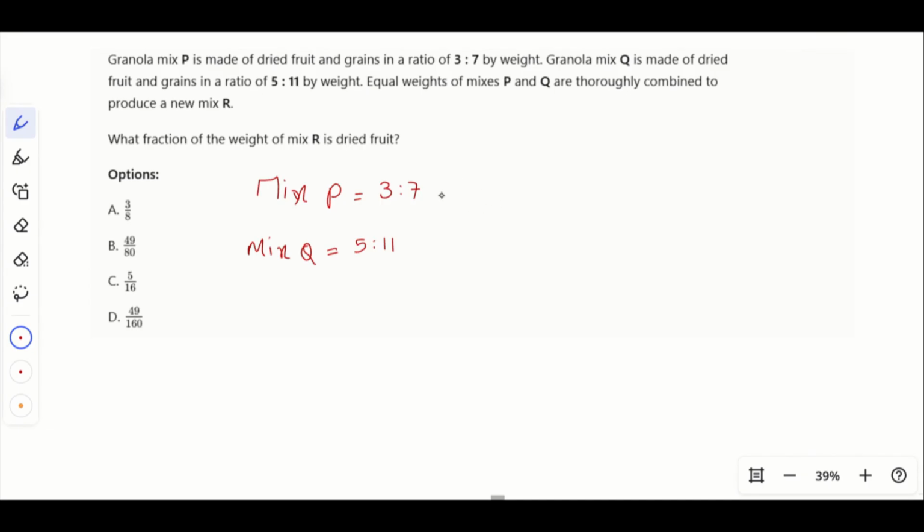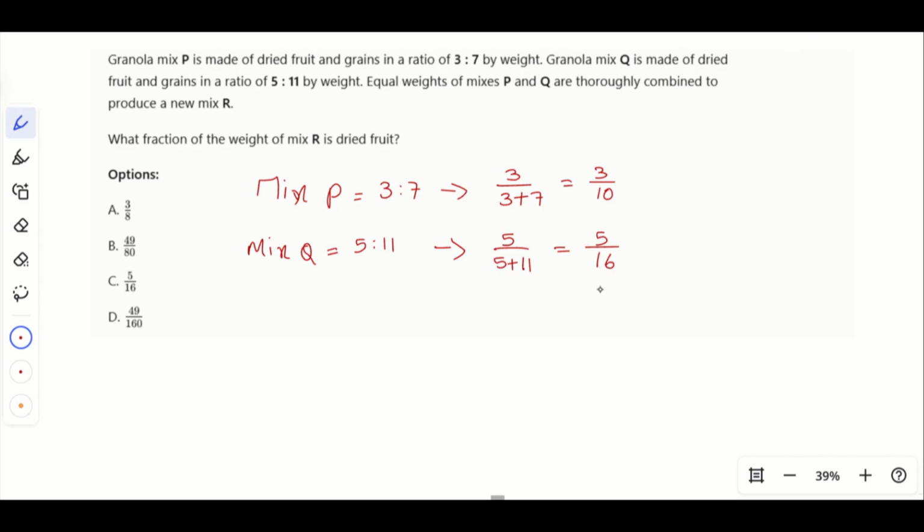Let's find it for P first. How will you find the fraction? That is 3 by 3 plus 7, which is 3 by 10. And for mix Q also we'll do the same. That will be 5 by 5 plus 11, which is equal to 5 by 16.